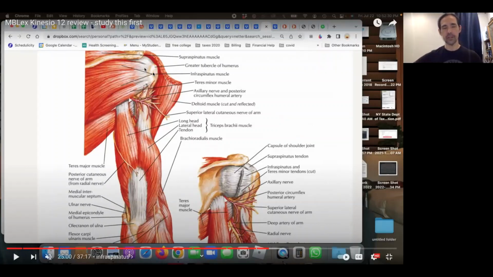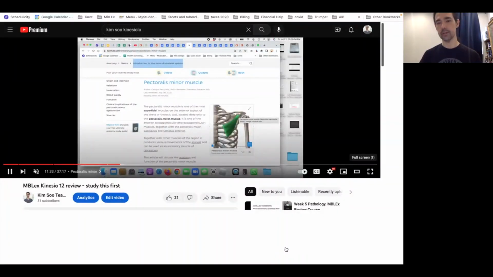Okay, so we have the infraspinatus muscle, and then we have the teres minor muscle. Teres major is down here. It's not considered one of the shoulder girdle muscles, but you can see clearly it attaches to the humerus. We think of these muscles back here as being the shoulder girdle or rotator cuff muscles proper. And then the supraspinatus is up here. I'm sure I can find a larger picture for you guys.